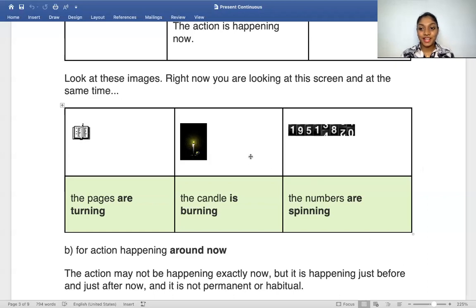Okay, I will let Jamima speak first. What are the actions? You can just tell one action. What is happening right now, Jamima? The pages are turning. Very good. The pages are turning. Okay, I will give the second chance.